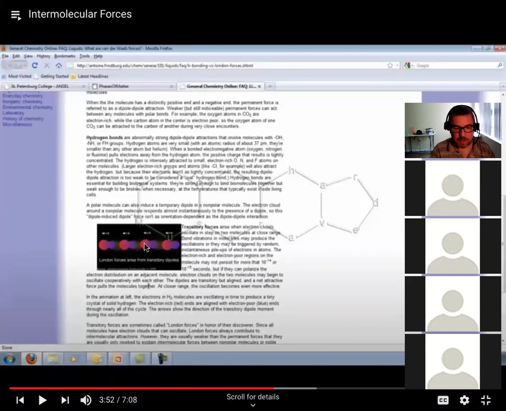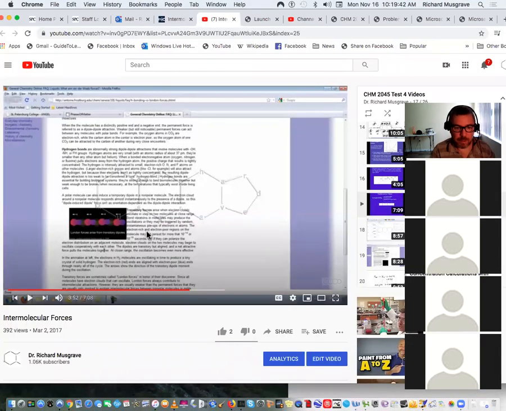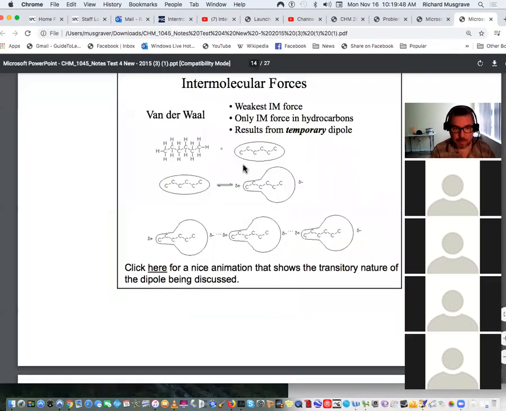So you can see the electrons moving from one side to the other. It's a very temporary type situation. That makes this a very weak kind of intermolecular force. So what happens is that when we're looking at the distortion of that cloud, we can imagine a situation where we have more electrons on one side than the other.